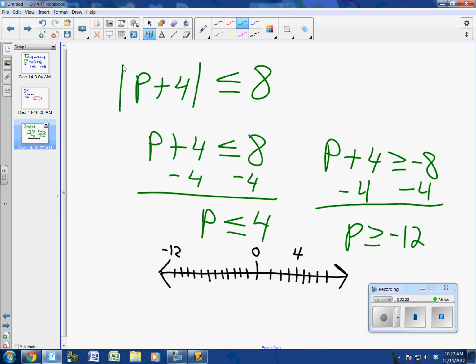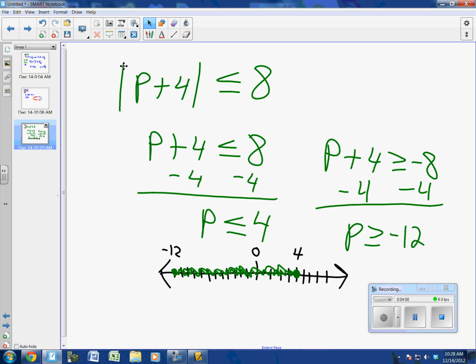If I go to 4, I'm going to put a solid circle. Why am I going to put a solid circle? It's equal to. And negative 12, I'm going to put a solid circle. I want all numbers less than or equal to 4, but at the same time greater than or equal to negative 12. Okay, all those numbers are within 8 units of P plus 4. You only have one interval is what we call it. One set of points or one interval.